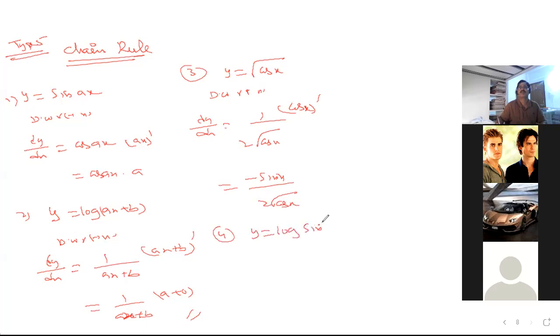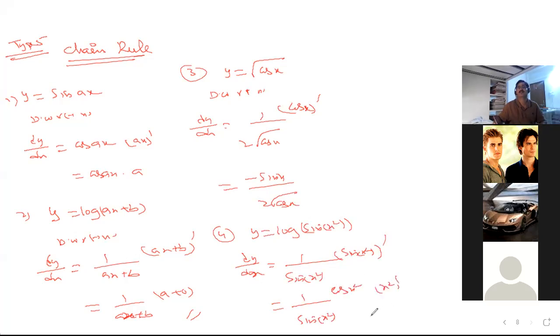Logarithm of sin x square. So what happened here? dy by dx is 1 by sin x square. And now you have to differentiate sin x square dash, which is nothing but 1 by sin x square times cos x square, but (x square) dash again. So cos by sin is the same, that's why I can write cot x square. The derivative of x square is what? 2x. Okay. I'll give you one more example.